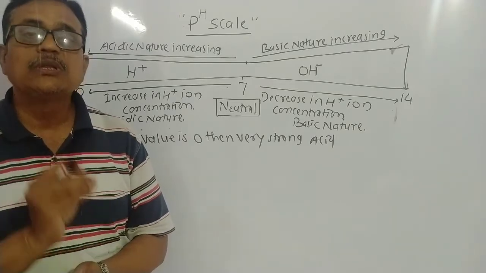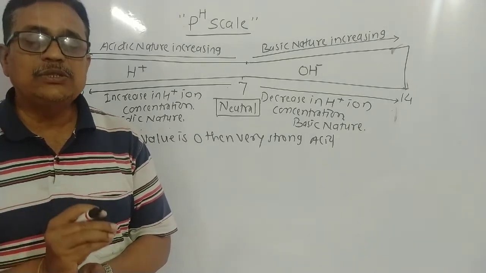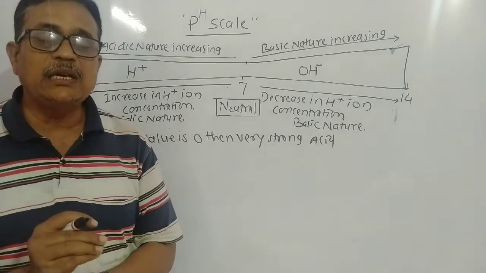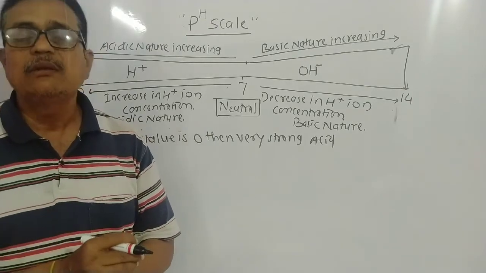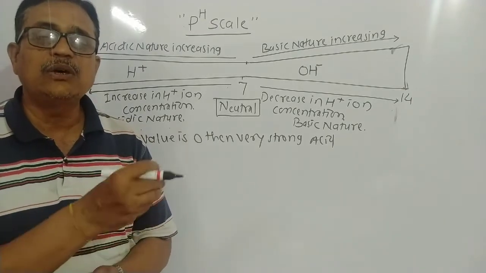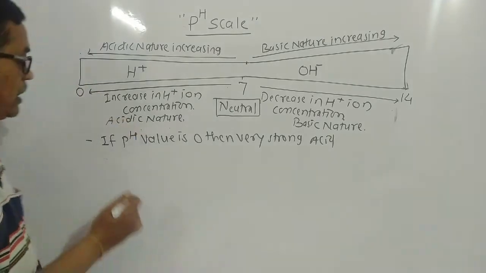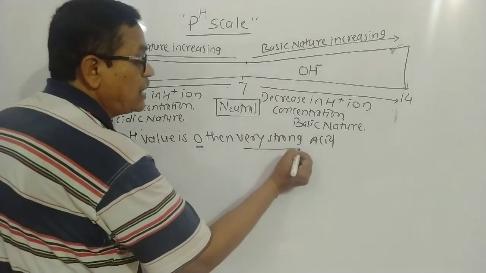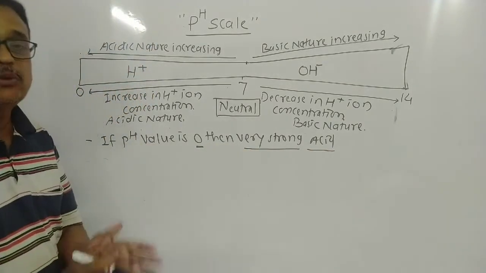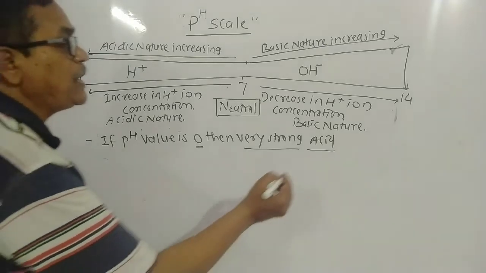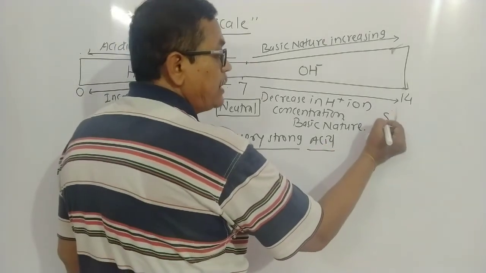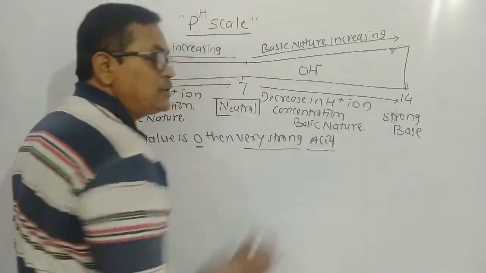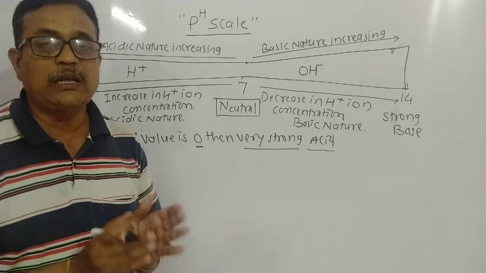If the pH value is 14, it is a strong base. NaOH and KOH, sodium hydroxide and potassium hydroxide, are strong bases. Means look here, if the pH value is 14, then it is a very strong base.